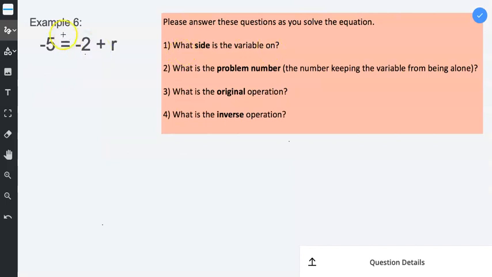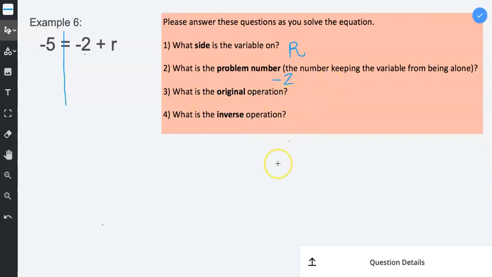What side is the variable on? This time the variable r is on the right side, so I'm going to put r to represent right side of the equal sign. What is the problem number? Well, the -2 is the problem number. It's keeping the r from being alone. What is the original operation?